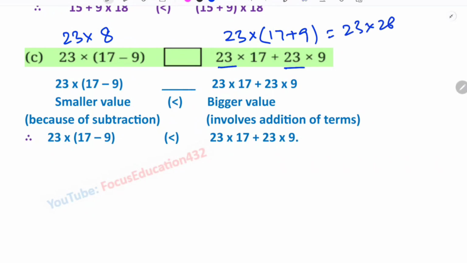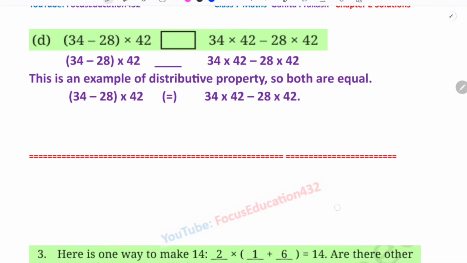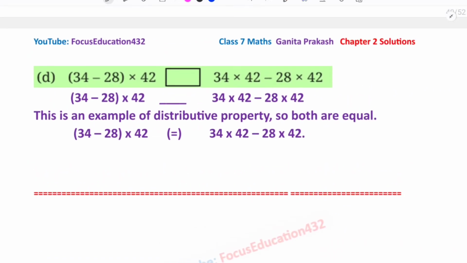Left side is smaller, so right side is bigger. So this is a smaller value compared to this one. So what will we write as the answer here? It is less than. So in this way, you have to do the reasoning. Then the D bit is also there. We will do this one.